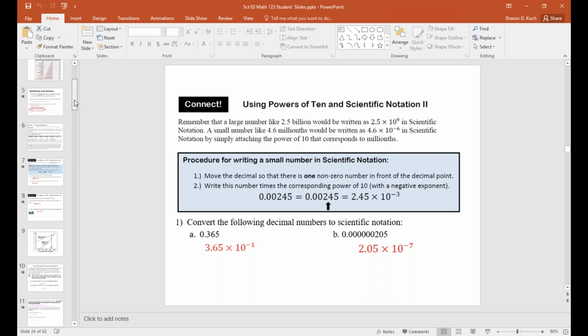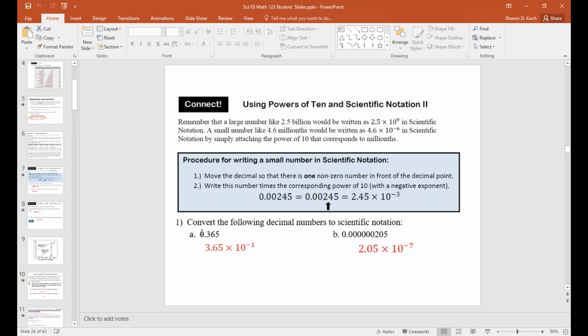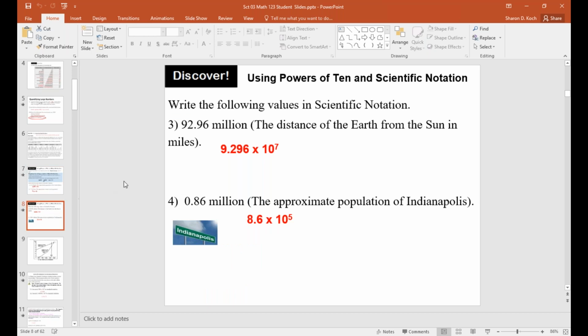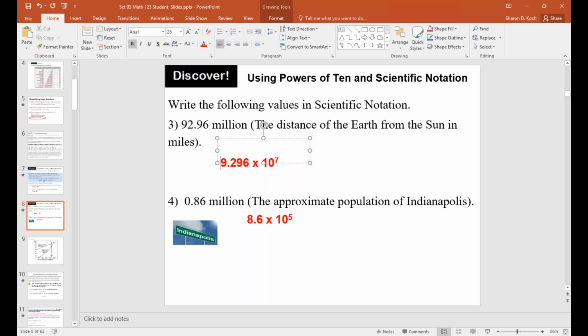I want to jump back again, because I like to cover both of these at the same time, since it makes sense to do the very small and the very large together. Here are some other numbers in scientific notation form. Sometimes I like to start with the number and millions, so I'll start with 92.96 times 10 to the, well, I know millions is the 6th power.